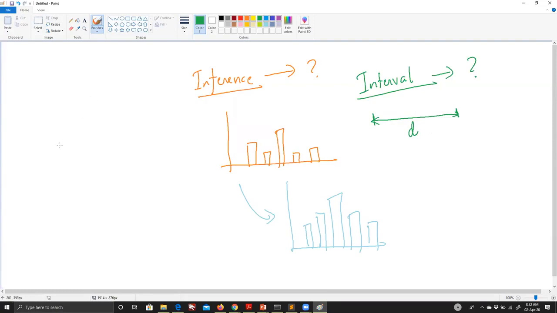Interval, as she rightly said, is kind of a distance or a gap. The better word would be a gap between these 2 points, or upper and lower limits. So let's call this the upper limit, and this is the lower one. The distance between them is referred to as the interval. And of course, an interval can be in the form of space, or it can be in the form of time.